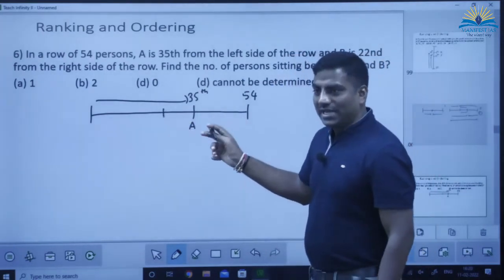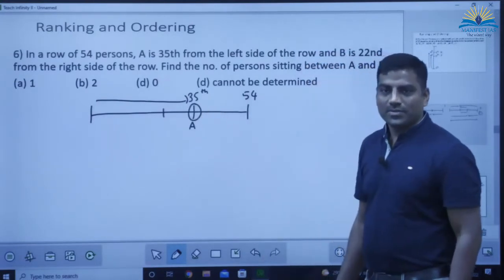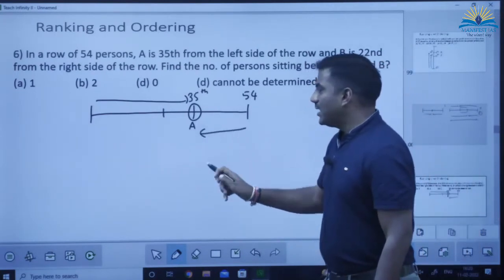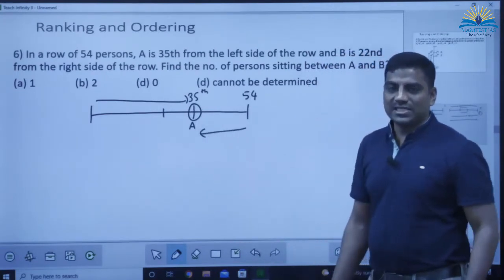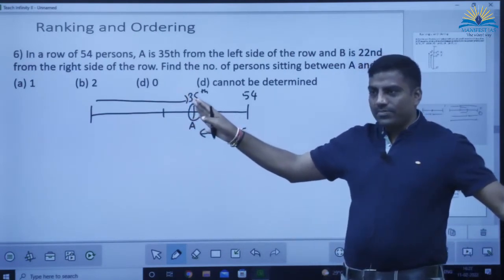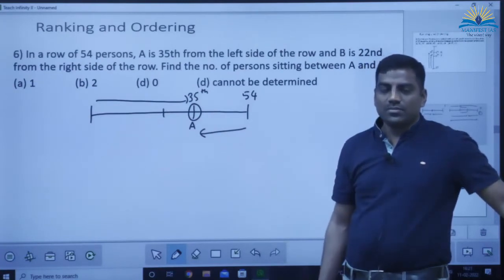So first ascertain what position this is from the right. We can get that, no? What position is this from the right? You will answer me. This is 35th from the left. Now, what is this position from the right?